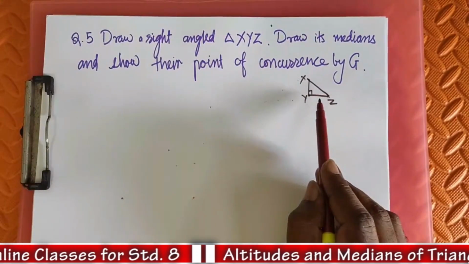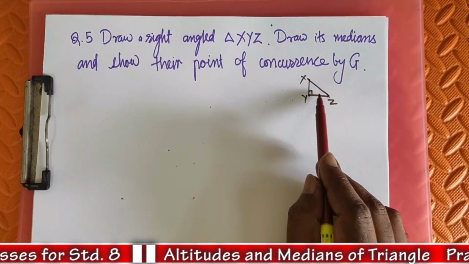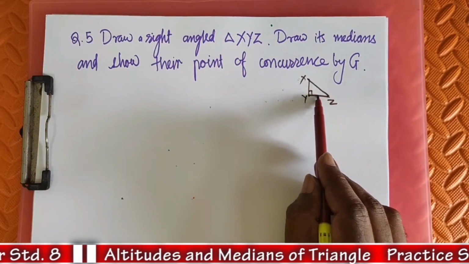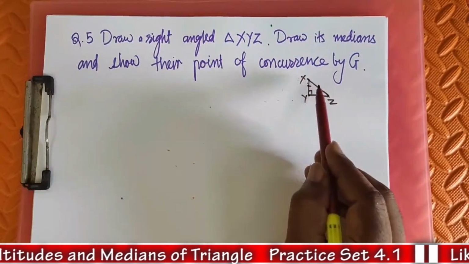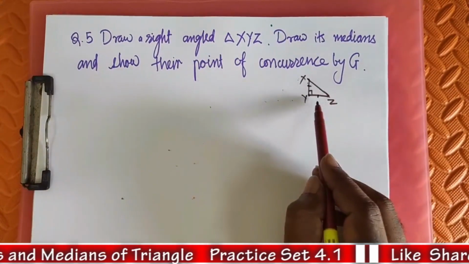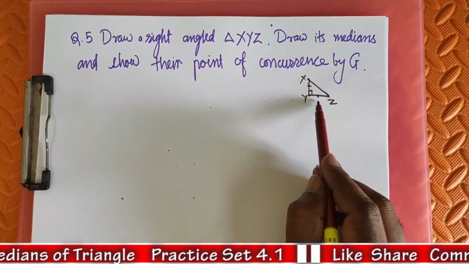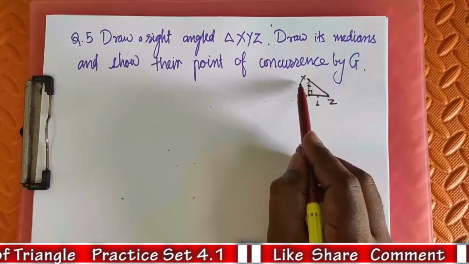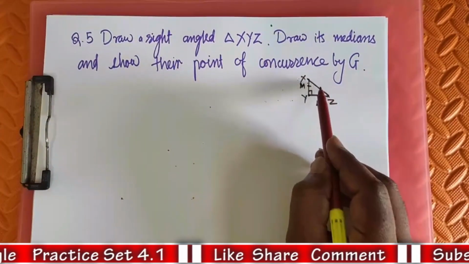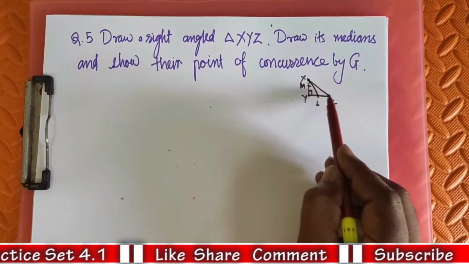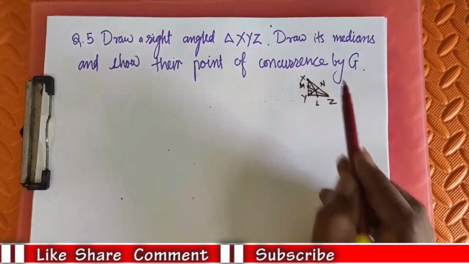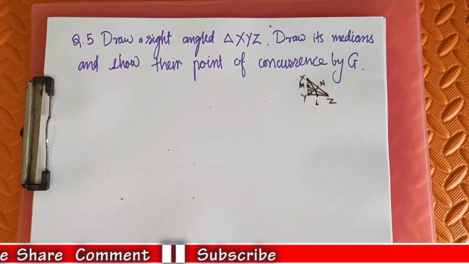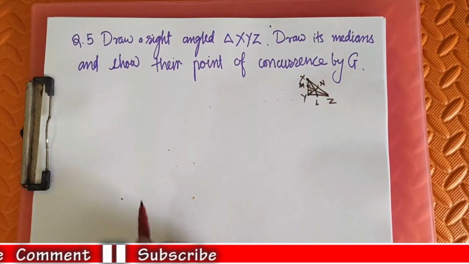So medians we have to draw. Midpoint will come at 4.5 centimeter, 4.5 centimeter. L, M, we'll draw this way, here, this way. Take a scale.